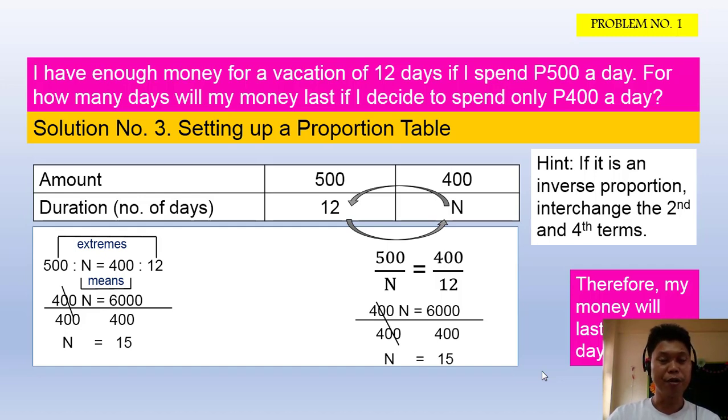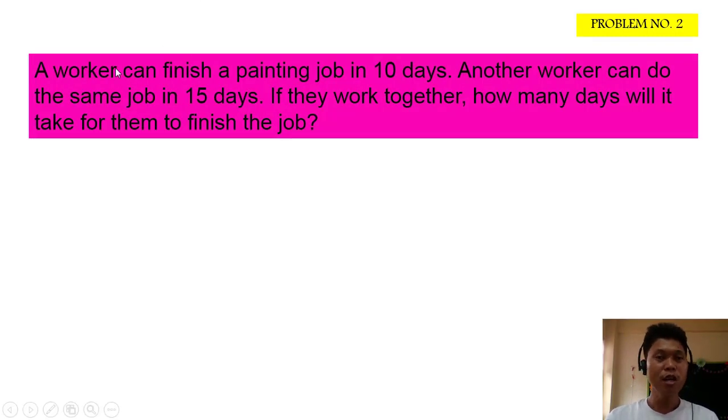Let's proceed now to problem number 2. A worker can finish a painting job in 10 days. Another worker can do the same job in 15 days. If they work together, how many days will it take for them to finish the job? So kung titingnan natin, assuming that this is worker 1, 10 days lang tapos na niya ang trabaho. Tapos yung the same na trabaho, kayang tapusin in 15 days, so mas mabagal itong worker number 2. Paano kung ang the same na trabaho ay pagtulungan nila ang dalawa? So, how many days bago nila matapos?